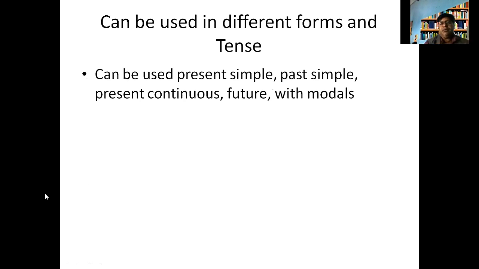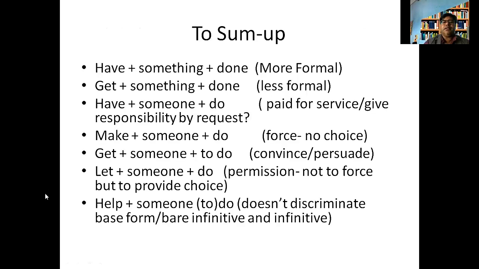Sometimes we can use them in simple present tense, past simple tense, present continuous, or future. Sometimes we can use them with modals as well. So finally, to sum up, we can say have something done. It means when the thing comes after have, then done, the past participle form of the verb, is used. It is used in more formal situations. And get something done means get is a causative verb followed by the thing, then the past participle form is used.